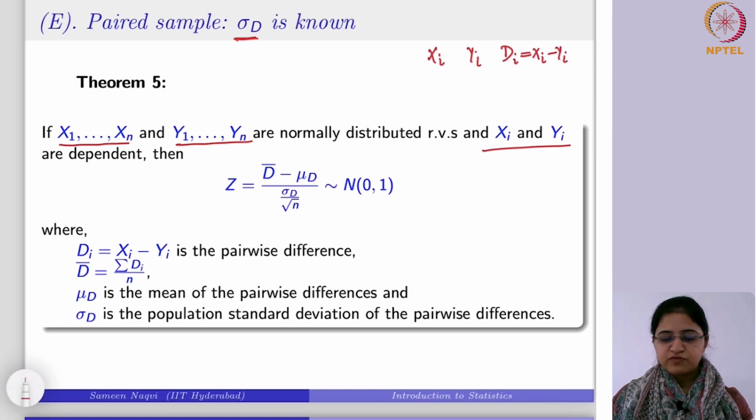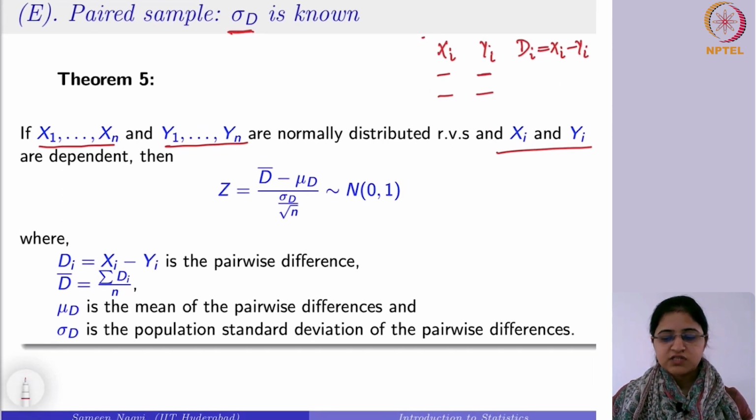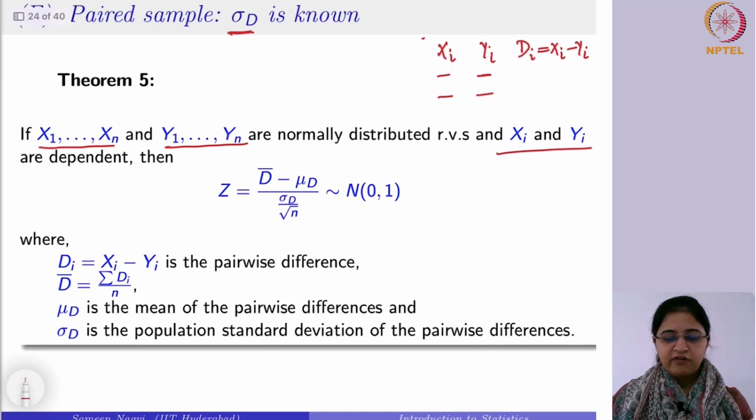So the difference between these two, suppose it is the cholesterol level, you want to see the impact of the new drug that has been introduced. So in that case, before the new drug is introduced and after that, you can measure the cholesterol levels. Suppose xi's are before the drug is administered and yi's are after the drug is administered. In such cases, they are dependent.